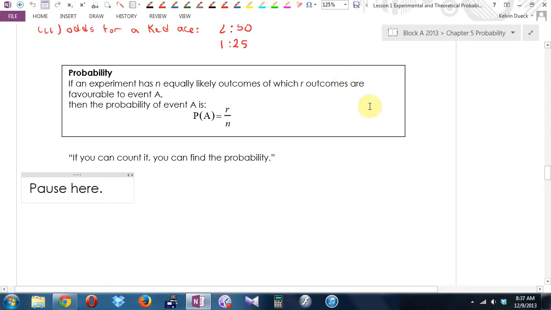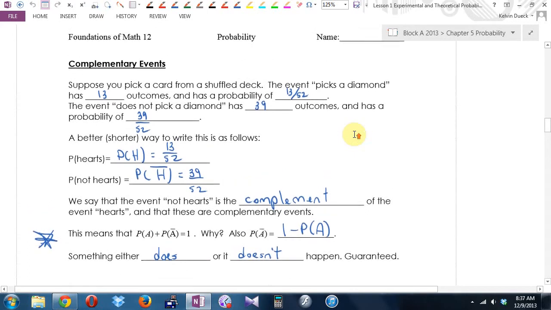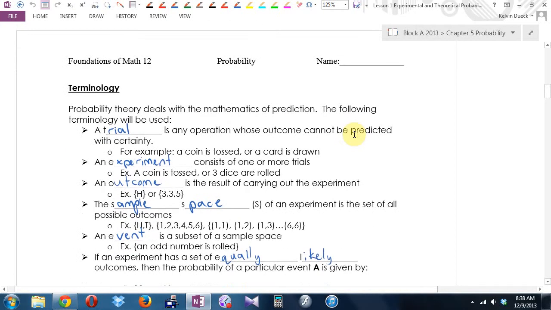So really quickly, a review of what we've done so far. We're starting probability, and we said probability is defined as the number of successful events divided by the total number of events. We gave you some vocabulary. We talked about a trial.